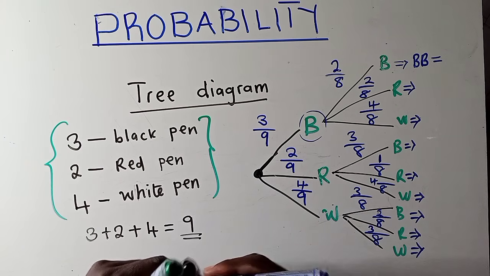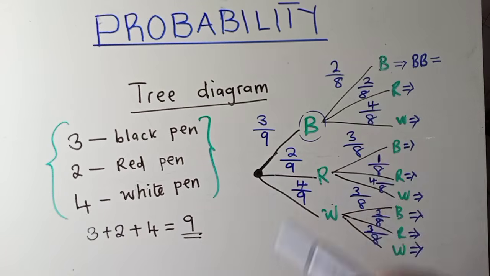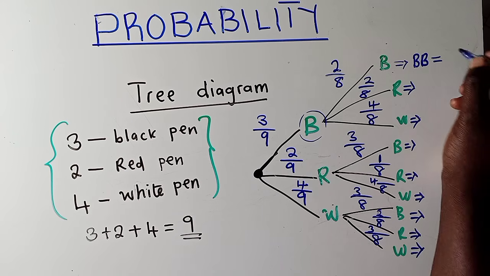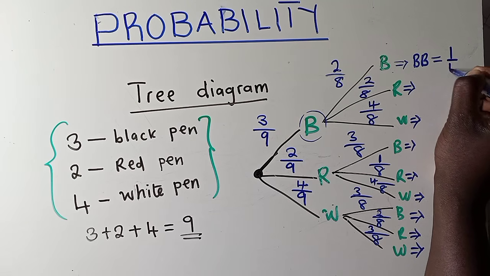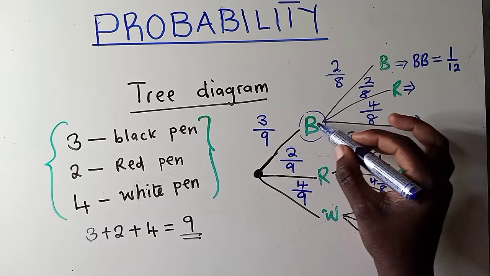So now here we'll start multiplying this number times this number. What are we getting? Let me punch on my calculator. I can try 3 over 9, okay, times 2 over 8. I'm getting 1 over 12. So here I have 1 over 12. Okay, we're done with that one. We go to the next one.